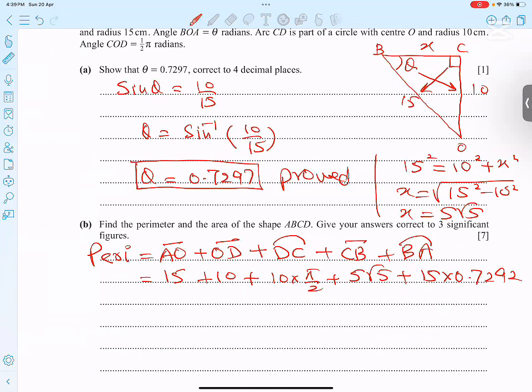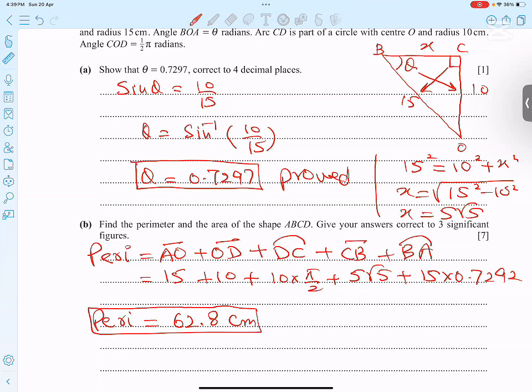So 5 pi comes from there, 25 comes from there, and 15 times 2.7292. If I check the whole calculation, I'm getting 62.8263, and he said 3 SF. So I will not add. So 68.2 centimeters. We got it. This is our answer for the perimeter. And I believe the point is very clear.